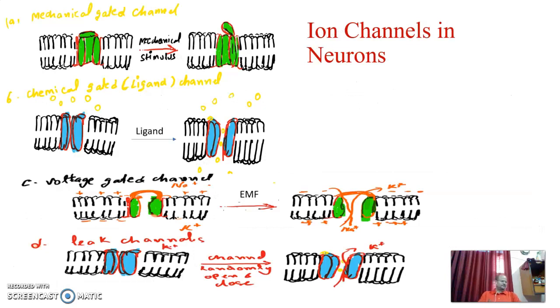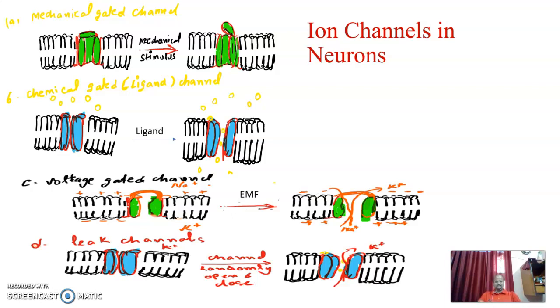So for that purpose, as I said earlier, there are channels. There are four channels which help in the conduction of this electrical impulse, the electric current that passes through the different regions along the axis of neurons.